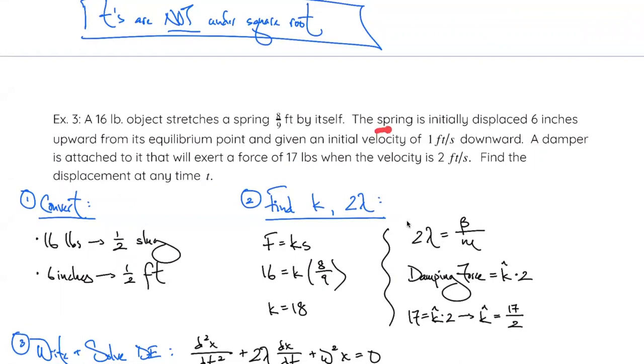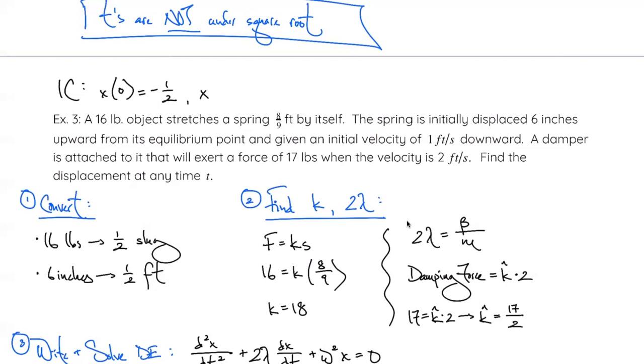In particular, we might notice that the spring is initially displaced 6 inches upward from its equilibrium point. And so we could say for one initial condition that our x of 0, like our initial position, is actually a negative 1/2, right? 1/2 because it's 6 inches and we need it in feet, and negative because we're moving in the opposite direction from gravity.